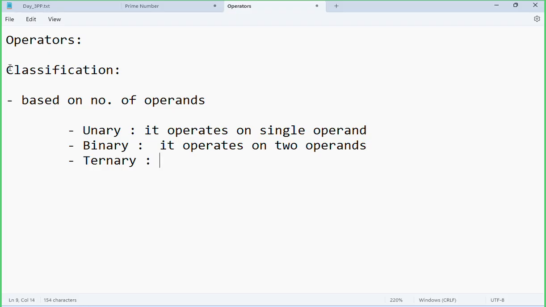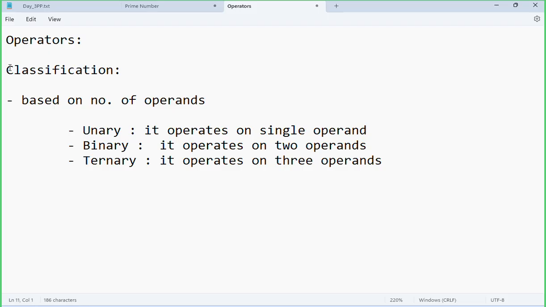And the third one is the ternary operator. It operates on three operands. So a unary operator works on a single operand, a binary operator works on two operands, and a ternary operator works on three operands. Now this is one type of classification.